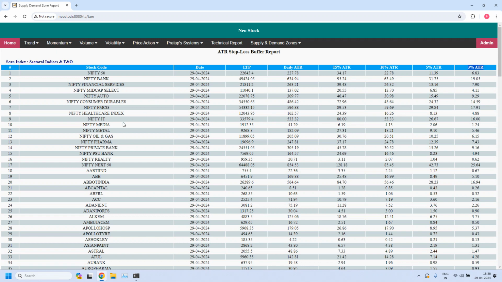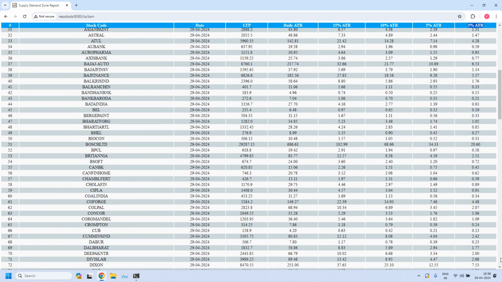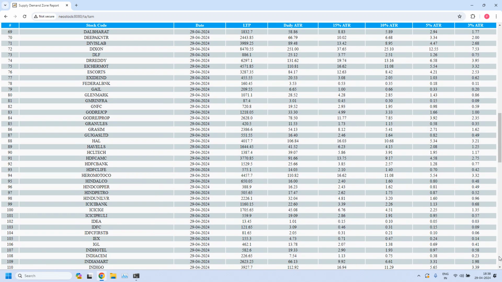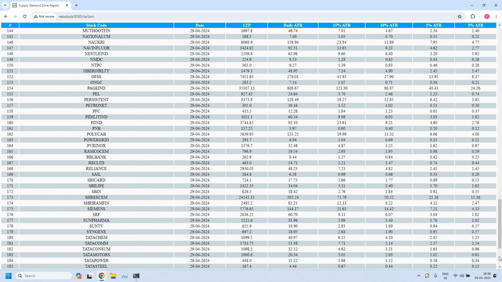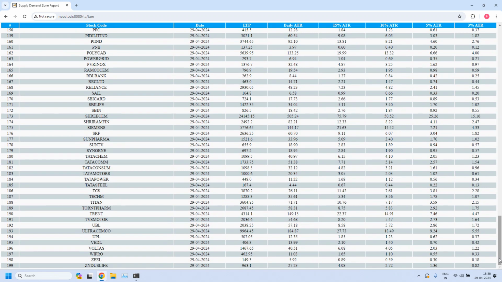And the first 17 in this list are indices, remaining all are equity stocks, but they are listed in F&O segment. So I am scrolling this list down by giving you few seconds time on each scroll. So if you want to refer any of this stock, please pause the video. So I am scrolling down. So this is the complete list.